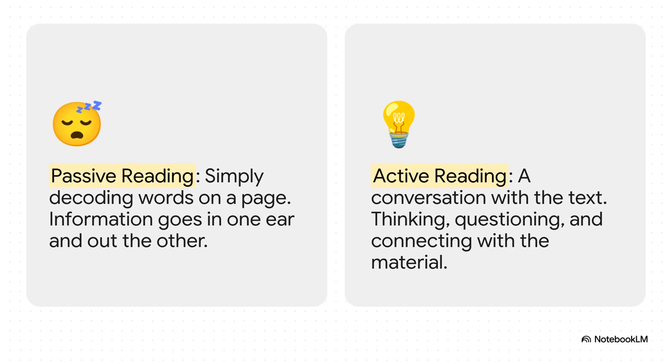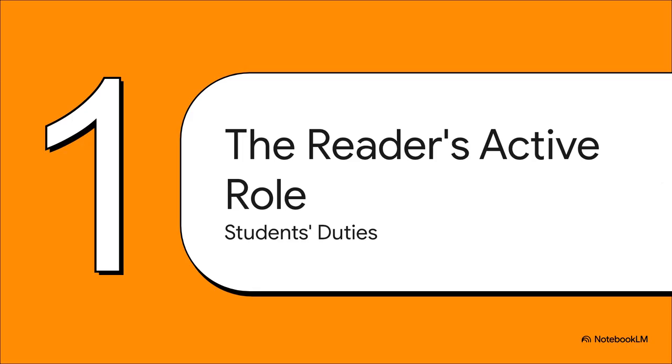You've got passive reading, where info just kind of washes over a student, in one ear and out the other, leaving almost no trace. But then you have active reading, and that is a totally different ballgame. It's a conversation with the text, a real dialogue where students think, they question, and they make connections. So how do we make that jump? How do we get them from passive to active?